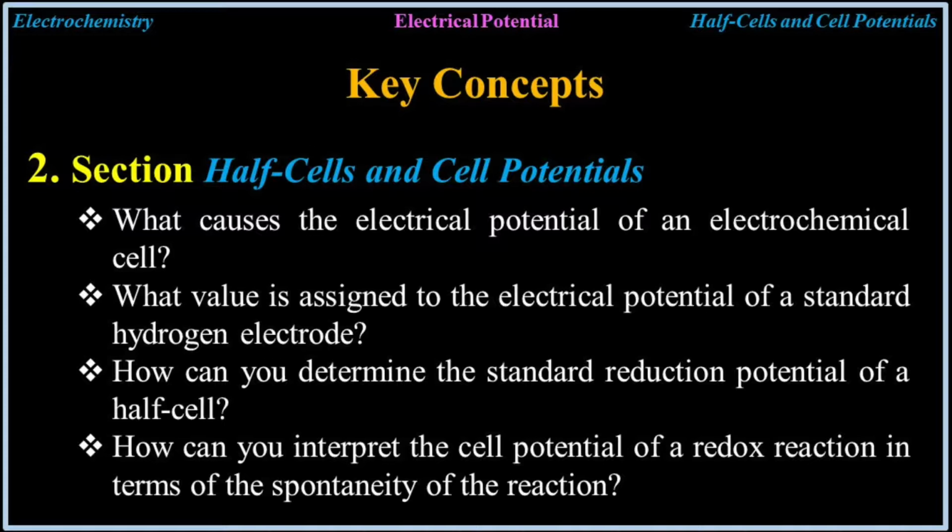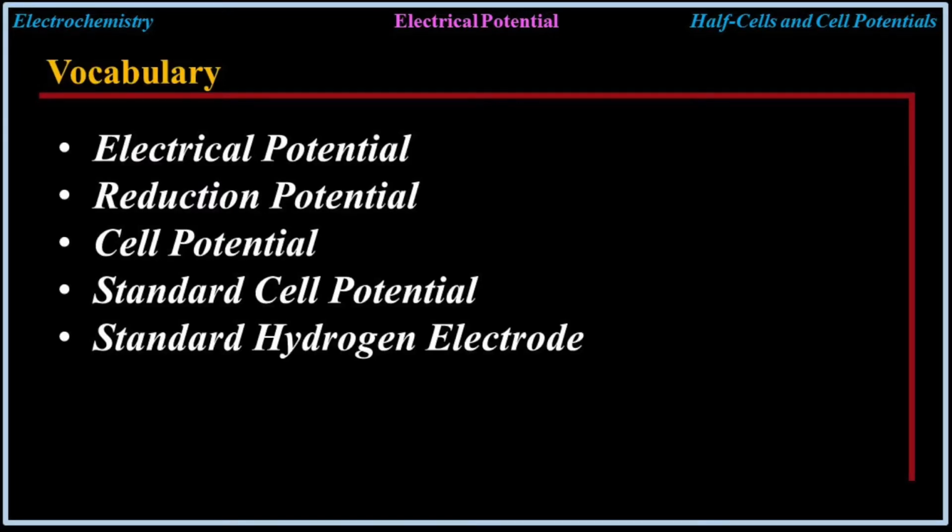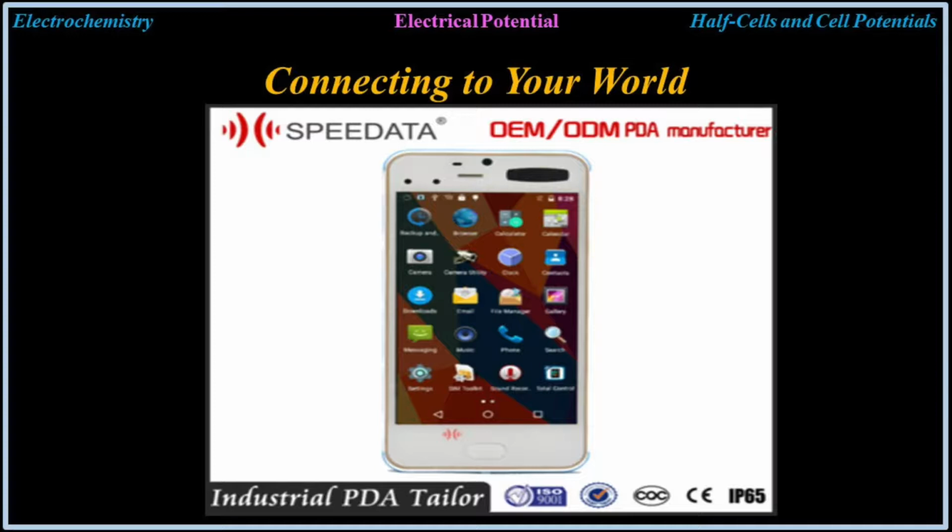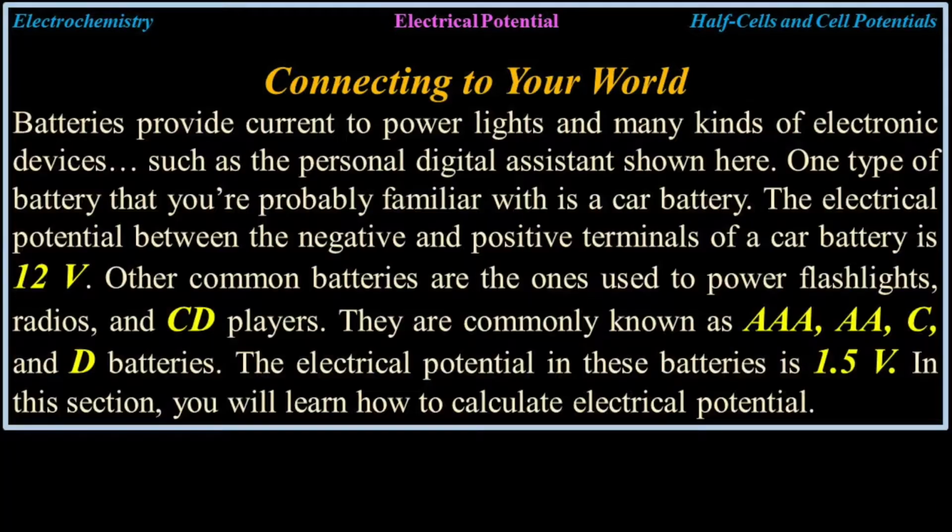Let's turn our attention now to some vocabulary and practice pronunciation. Electrical potential, reduction potential, cell potential, standard cell potential, standard hydrogen electrode. Try to use these vocabulary words in discussion in class and when you ask questions. Connecting to your world.